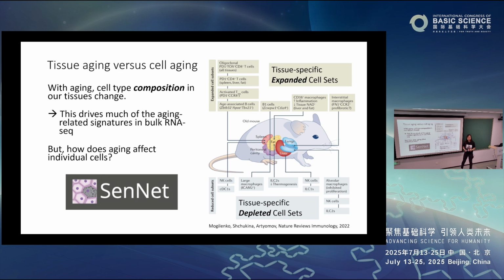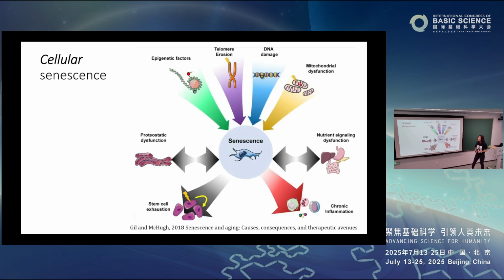That is what this new consortium called SenNet is aiming to do. This is a big consortium involving many institutions in the United States. It's an NIH-funded consortium that is trying to tease apart what happens to individual cell types when they age. And we do have some clues on what's going on.